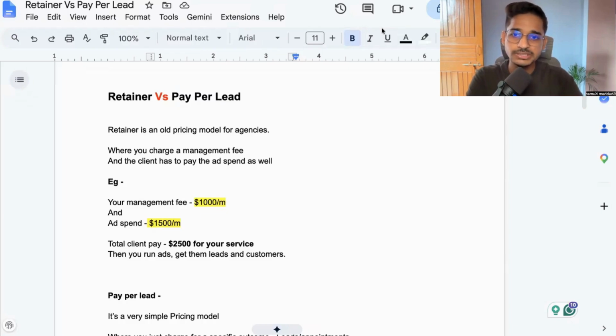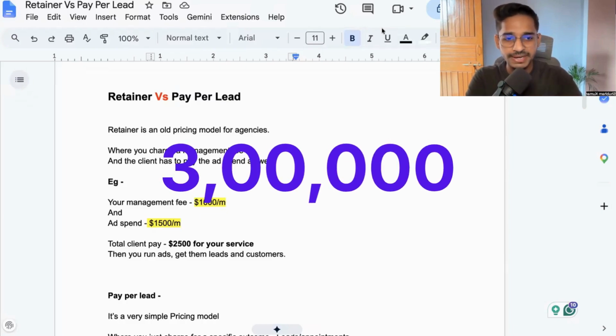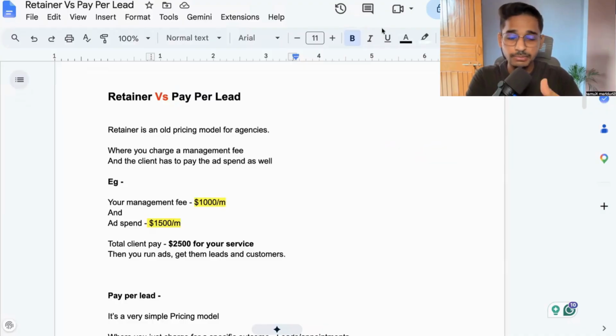In the last 3 months, I have spent over 3 lakh on paid ads for my agency and have tried multiple offers. So I wanted to let you know what the core fundamental difference is between a retainer model and a performance model, which is pay per lead or pay per estimate, because these are the two kinds of offer which have been going around in the agency space, right?